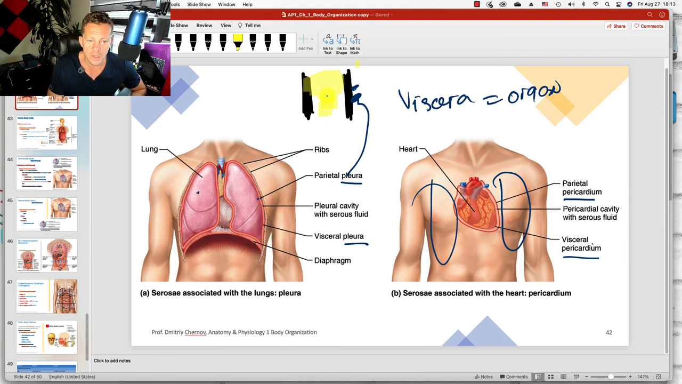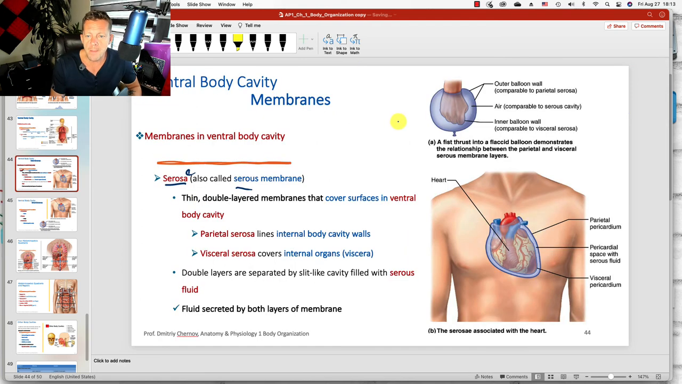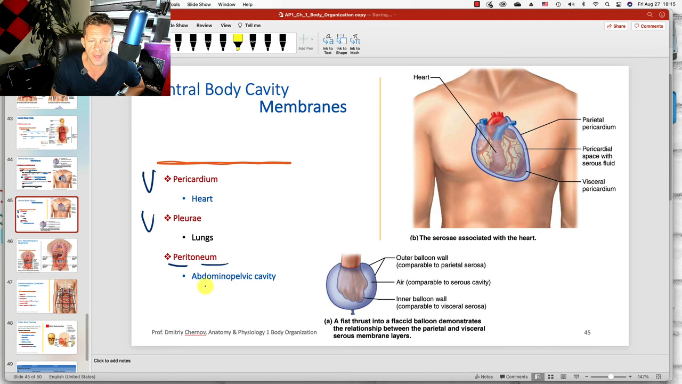But the fluid in between is serous fluid. The membrane is a thin double-layered membrane that covers surfaces in the ventral cavity, right? Ventral, frontal cavity. What is important is the parietal serosa, around the internal body cavity walls, and the visceral is closer to an organ. So this would be a visceral membrane, and this would be a parietal membrane or pericardial membrane. And there is another, the peritoneum, which refers to the abdominopelvic cavity, all of them together, peri around, tonium, abdominopelvic. So all of the membranes, all of the cavities that are in the abdominopelvic region.